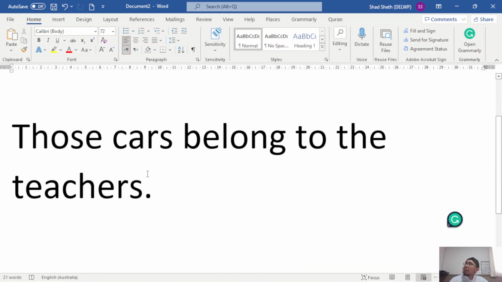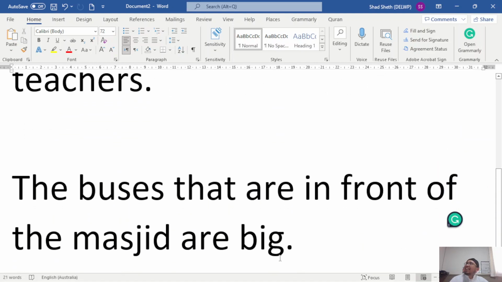Good example though. This one is a longer one. The buses that are in front of the masjid are big. Okay, first identify the mubtada and khabar. What is buses? Hafila.